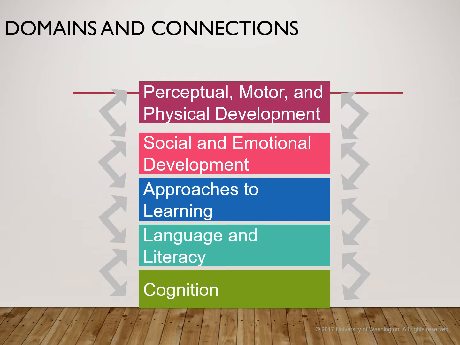Each of these domains connects to and influences the other. For example, as preschoolers' working memory develops, which is part of approaches to learning, their ability to follow multi-step instructions improves, and their ability to learn complex math concepts also increases. This is a part of cognition. Or as children develop their skills engaging in multi-turn conversations, their ability to describe social problems and suggest solutions to conflicts also grows. This is a part of social and emotional development.